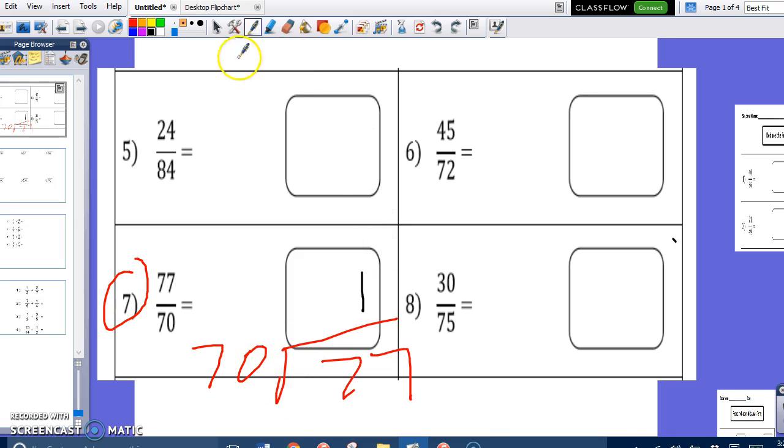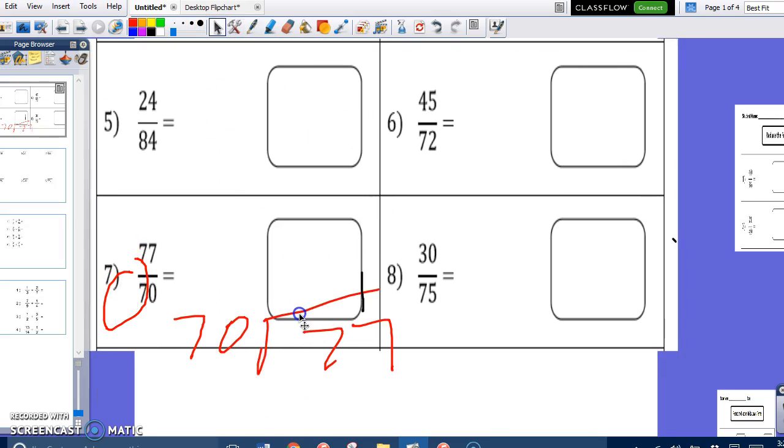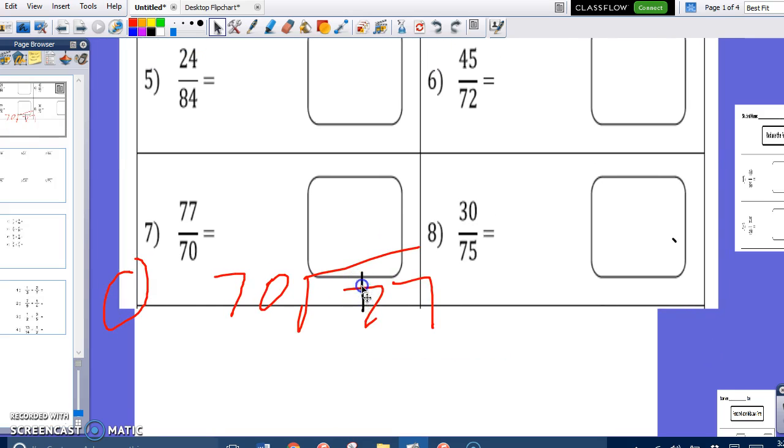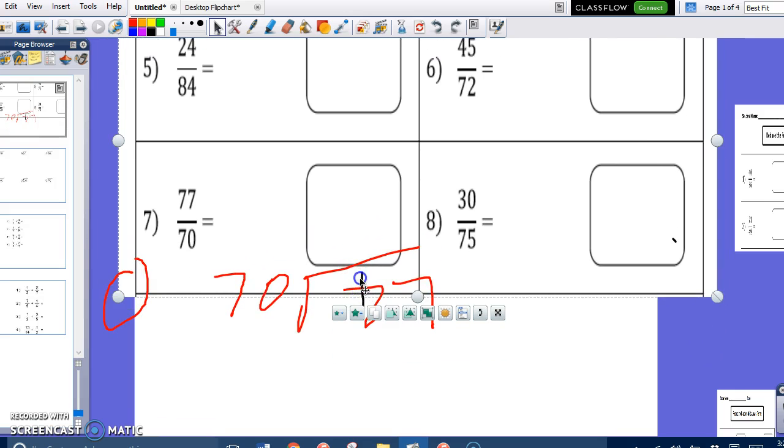And I'm running out of space down here. Not sure if I can move this. Okay, that works for me. Whatever. That's kind of cool.